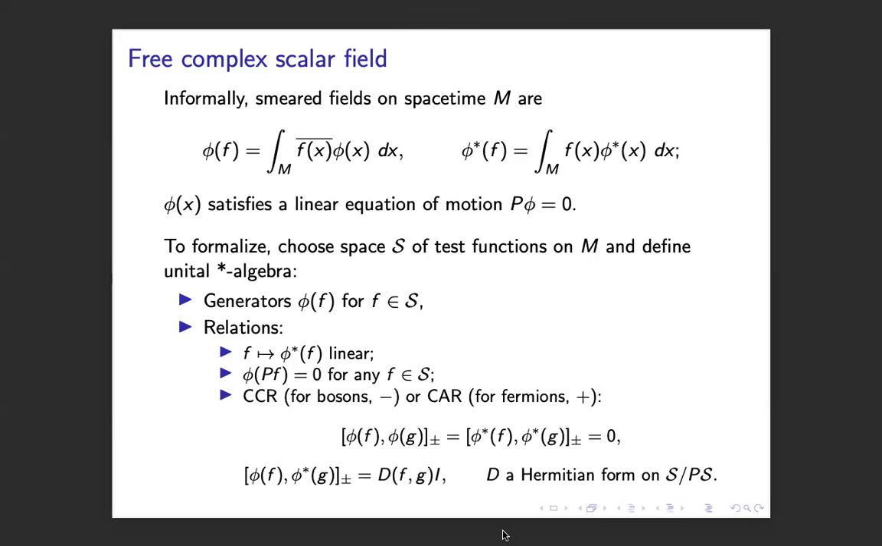Finally, we impose the canonical commutation relations, which means we prescribe the commutator of smeared fields. The usual ones where two phi's and two phi stars commute, but phi and phi star don't commute. Generally speaking, algebraically, this needs to be some Hermitian form on this space of test functions. And to be consistent with the equation of motion, it needs to descend to this quotient, basically whenever f or g is in the range of P, it gives 0. Yeah?